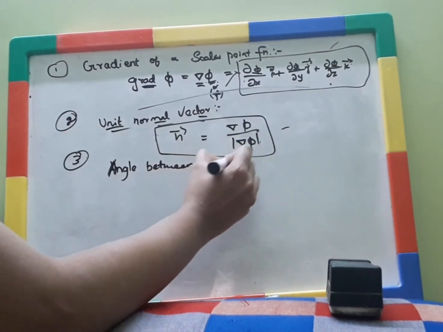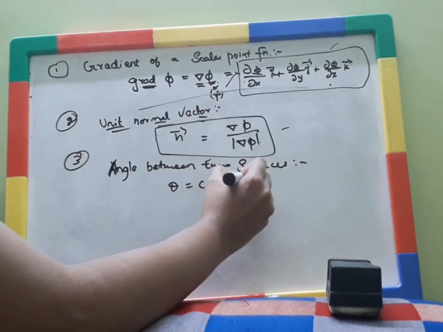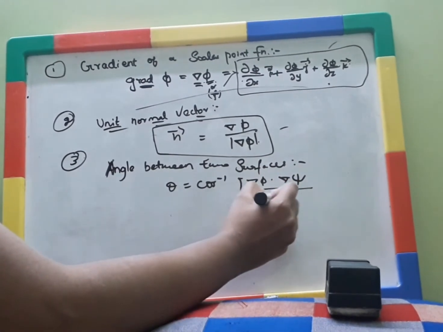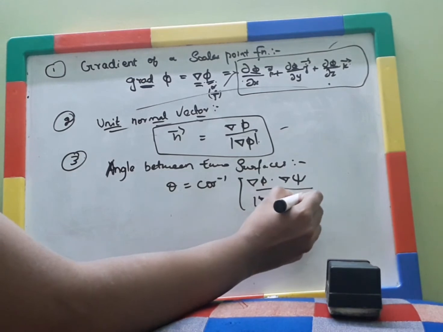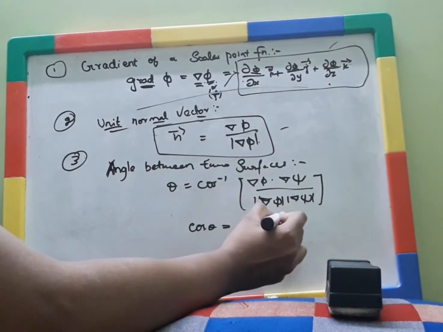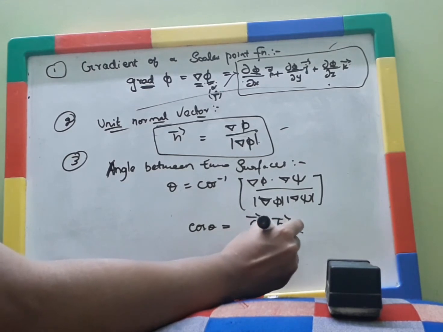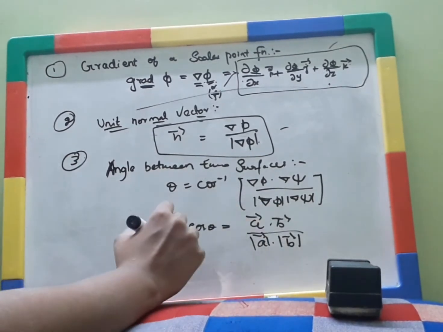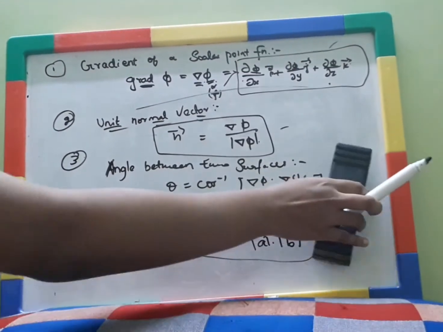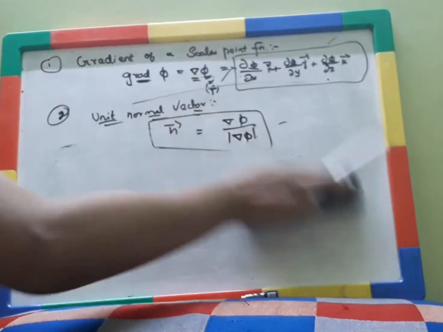Third, the angle between two surfaces. There are two surfaces, and we consider the angle between them. Theta equals cos inverse of del psi dot del phi divided by mod del phi into mod del psi, which is the formula for the angle between two surfaces in a vector function. This comes from what we already know, that cos theta equals a vector dot b vector divided by mod a vector into mod b vector. This is known, and by using it we can find the angle.